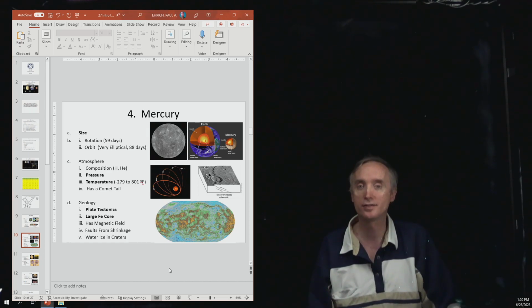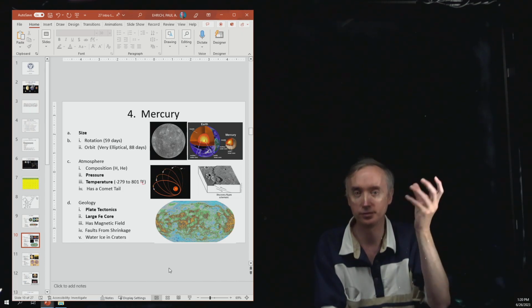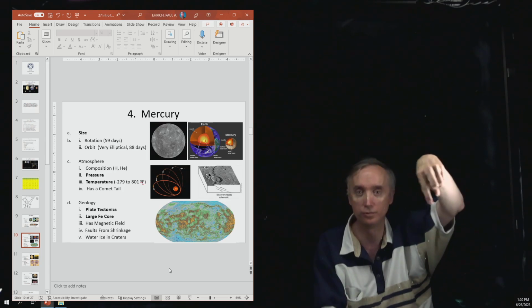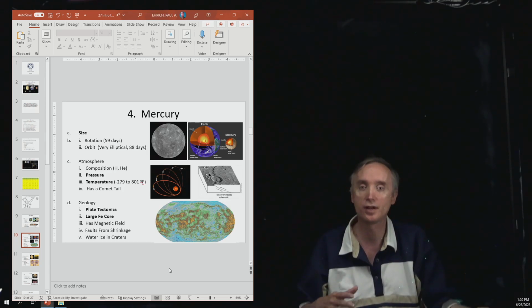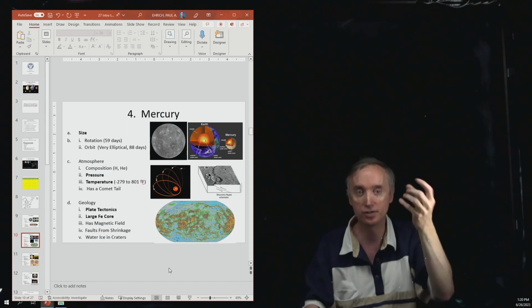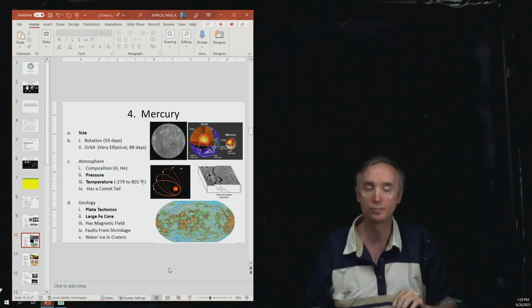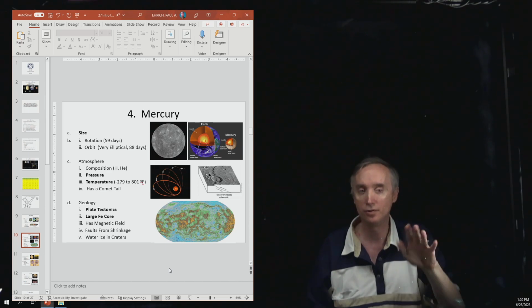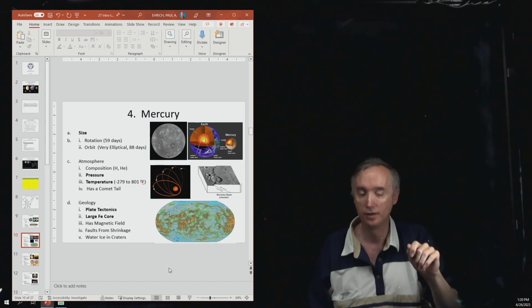All right, so the next thing would be, what about the rotation rate and the orbital rate of Mercury? I wouldn't want you to have to know the numbers for how long it takes Mercury to rotate and how long it takes to orbit. But look, compare those two numbers to each other, and you notice that they're fairly the same. What does that tell you about Mercury?